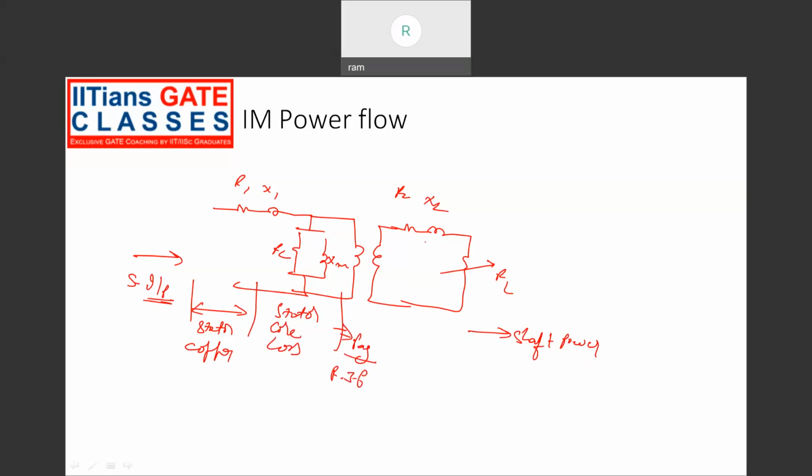From this we subtract the rotor copper losses. That gives you the gross mechanical power output. From that, if you subtract the mechanical losses, you will get the shaft power. So the efficiency equals output by input, that is shaft power by P input, times 100.